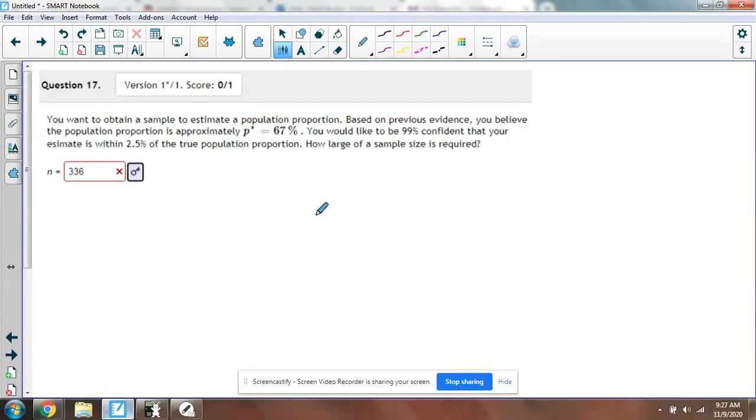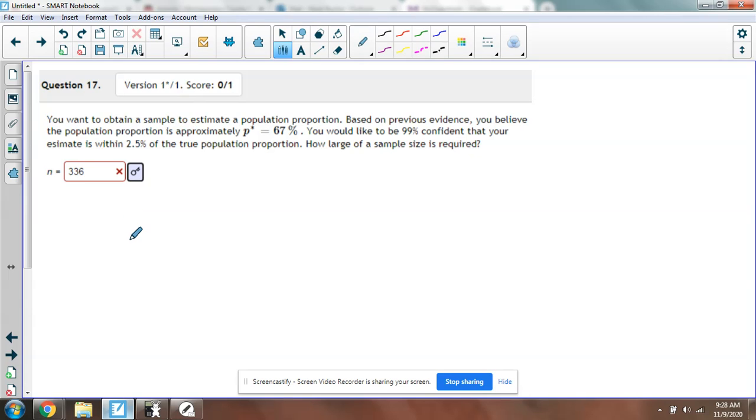Okay, this is 17 from the problem set. It says you want to obtain a sample to estimate a population proportion. Based on previous evidence, you know the population proportion is approximately 67%. You'd like to be 99% confident that your estimate is within 2.5% of the population proportion.